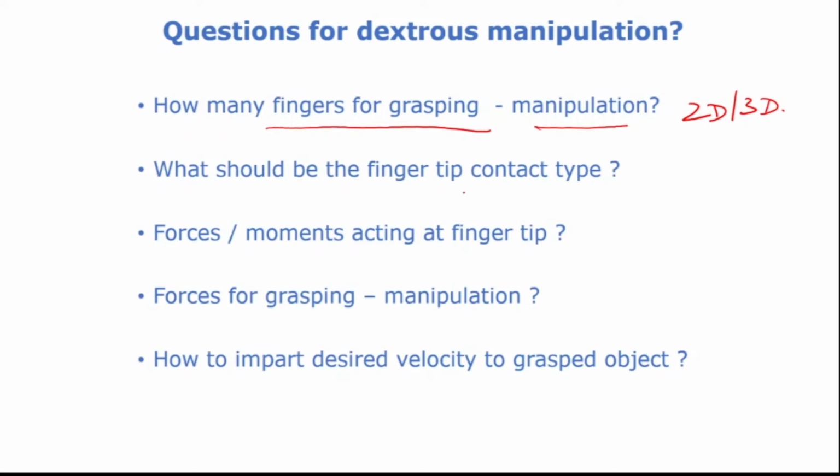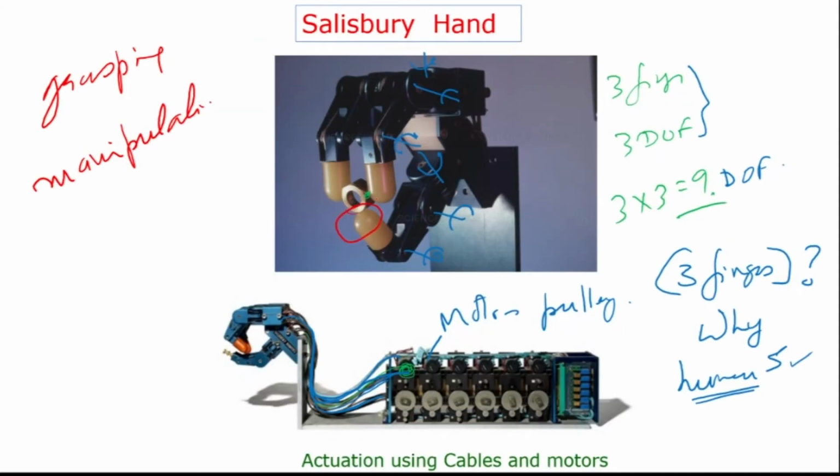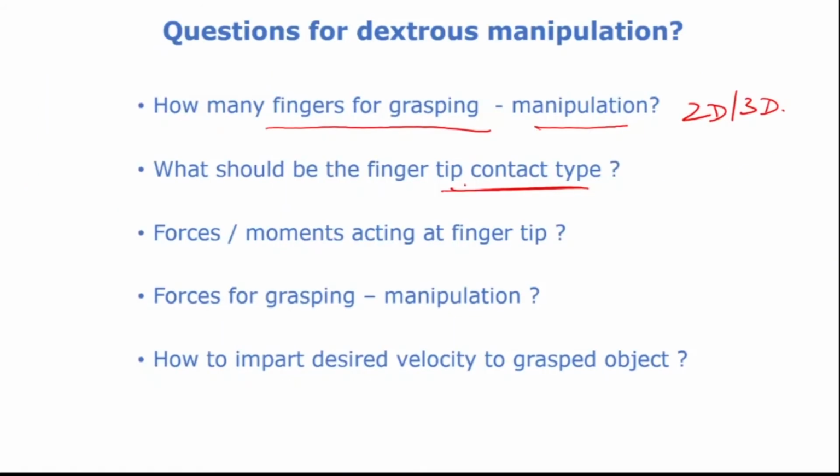What should be the fingertip contact type? We saw that the fingertip contact has a particular shape. The previous one had a different shape. This one has a spherical fingertip. The human fingers have a different shape again. So what should be the shape of the fingertip and what kind of contact? Because that is what will determine the contact type. Next, forces and moments acting on the fingertip.